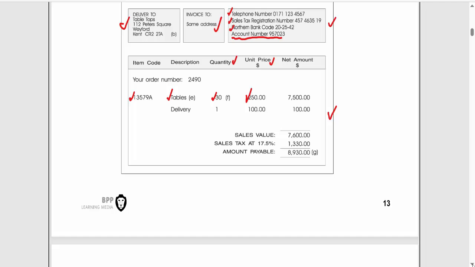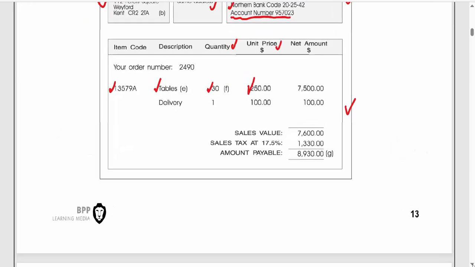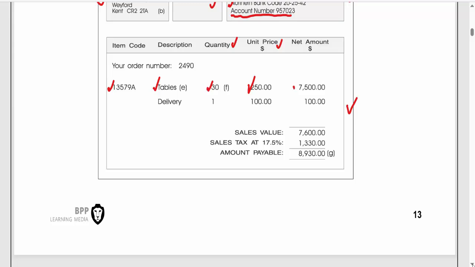Net amount. The total cost for 30 tables is calculated as $250 by 30, which equals $7,500. There's also a delivery charge of $100, making the total net amount for goods and delivery $7,600. 5. Invoice total summary. Sales value. The sales value of $7,600 represents the subtotal before sales tax is added.